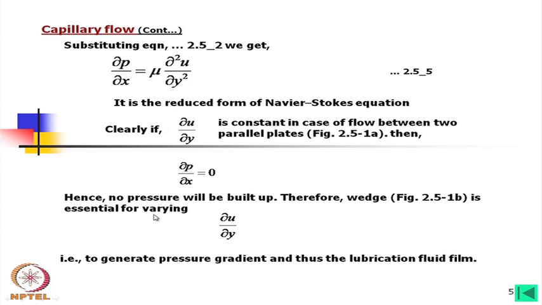Therefore, a wedge is essential for varying del u by del y. That means one plate is to be inclined to the other, and the gap should gradually decrease to have positive pressure. That means, to vary this, because there will be change in u, only then there will be del u by del y. That is to generate a pressure gradient and thus the lubrication fluid film. Now, this lubrication fluid film needs a pressure gradient in the flow in the capillary passage; only then this film will be generated.